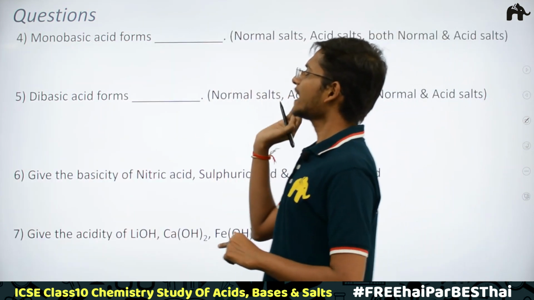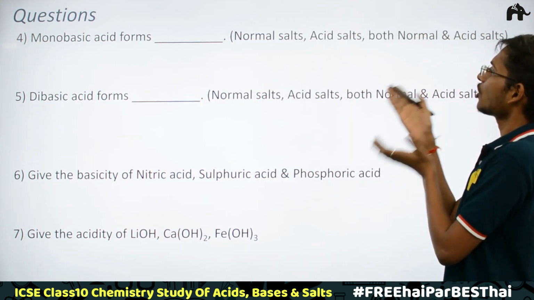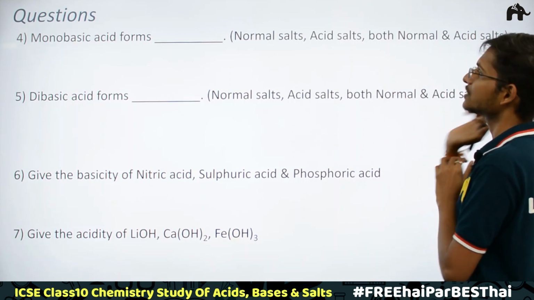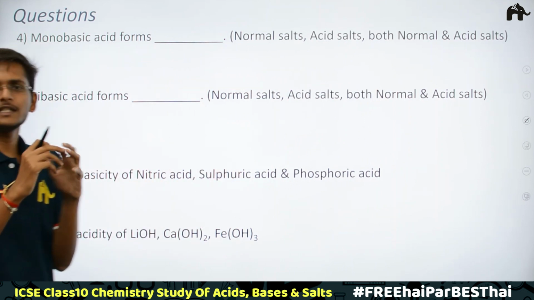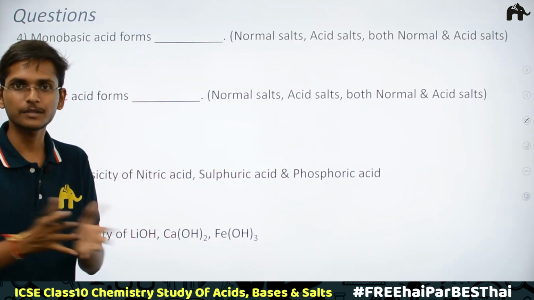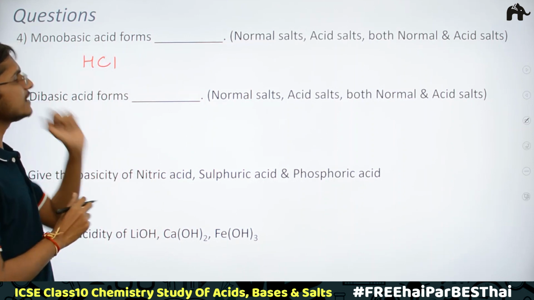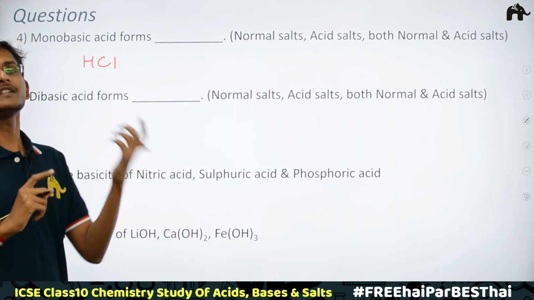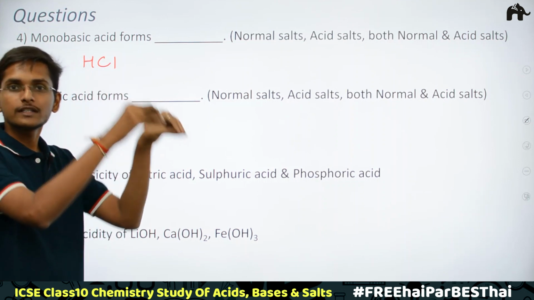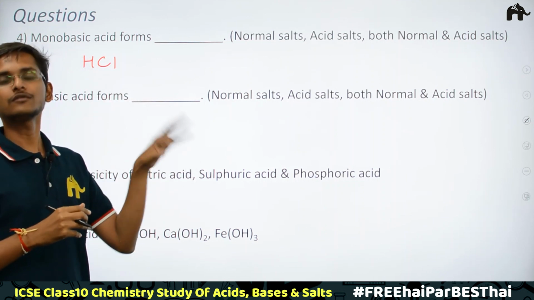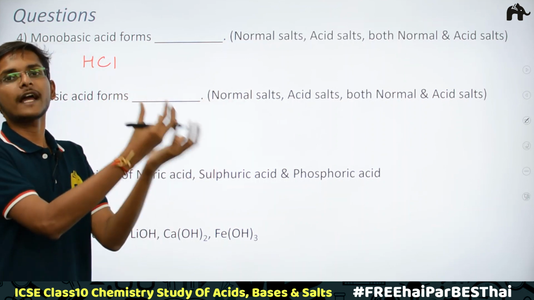Next is monobasic acid forms dash. The options are normal salts, acid salts, both normal and acid salts. So we have to now apply the concept which we have studied, monobasic acid. The easy way to apply the concept is just take an example, very simple, right? So monobasic acid, this is an acid. Monobasic means basicity is 1, which means that it is forming 1 H3O+ when it is dissolved in water. Which means its one molecule is ionizing to form 1 H3O+ ion in aqueous solution.